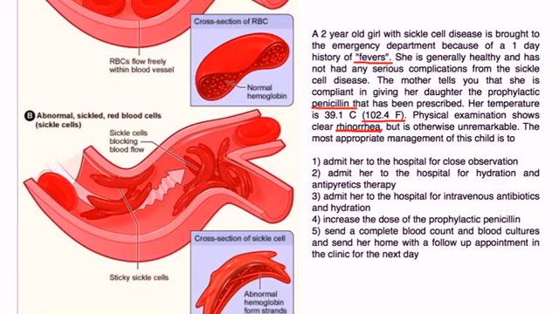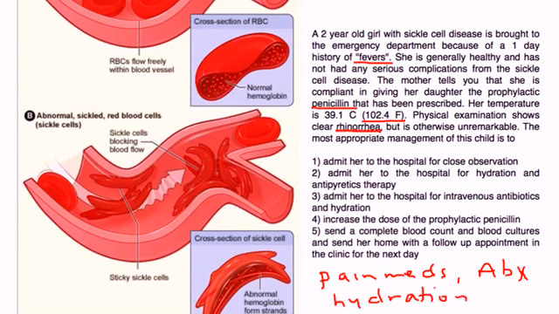Okay. Well, we talked about sort of the initial management of sickle cell. If you remember, it involves pain meds, it involves antibiotics, it involves hydration, and if the hemoglobin is very low, it can involve transfusions. They don't tell us anything about her hemoglobin level. So let's go through these choices.